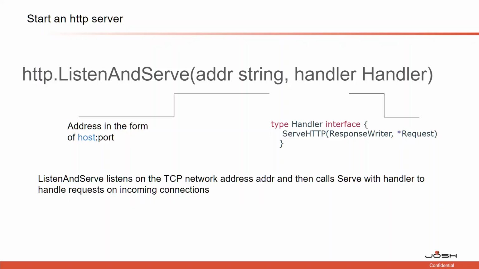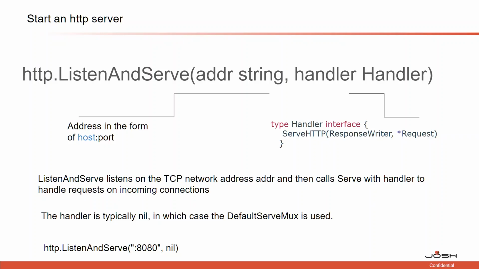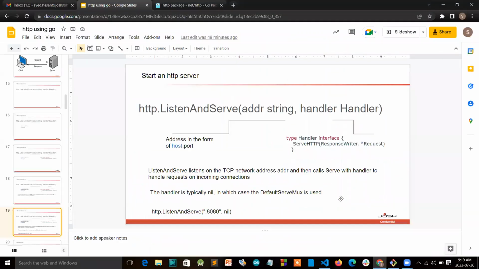ListenAndServe listens on the TCP network address addr, which is the first argument, and then calls Serve with the handler to handle requests. So it will listen to a TCP port, and then call a specific handler, which will then handle our request. Handler is typically nil, so we pass handler typically as nil, in which case the default ServeMux is used. Now, before we see what the default ServeMux is, let's just run this code.